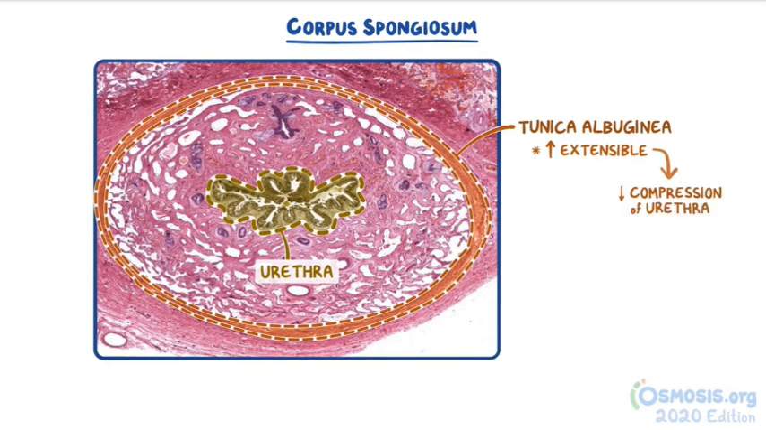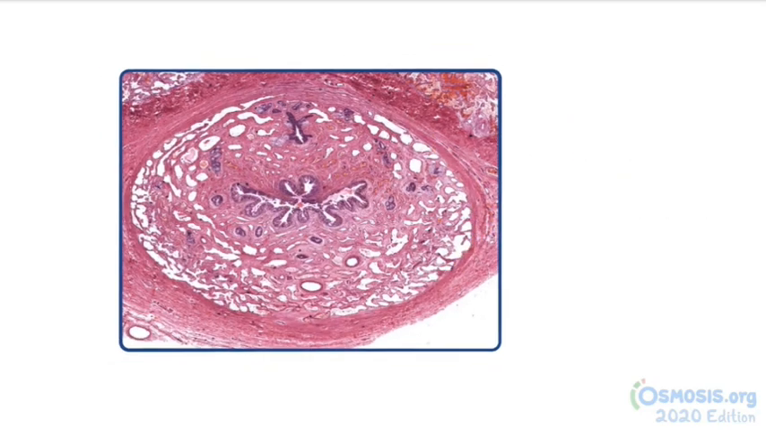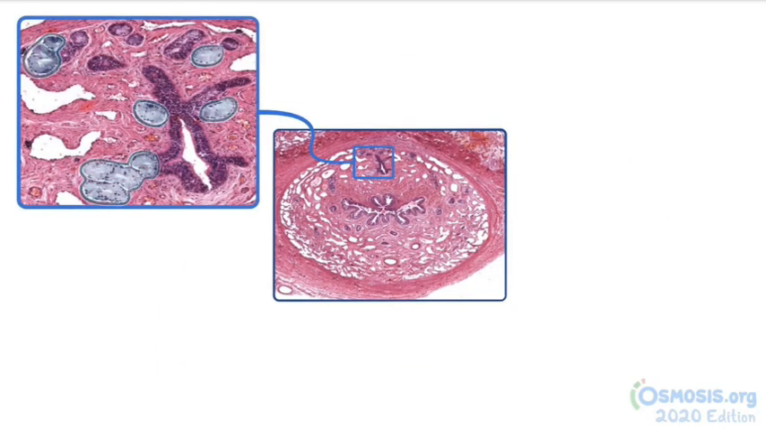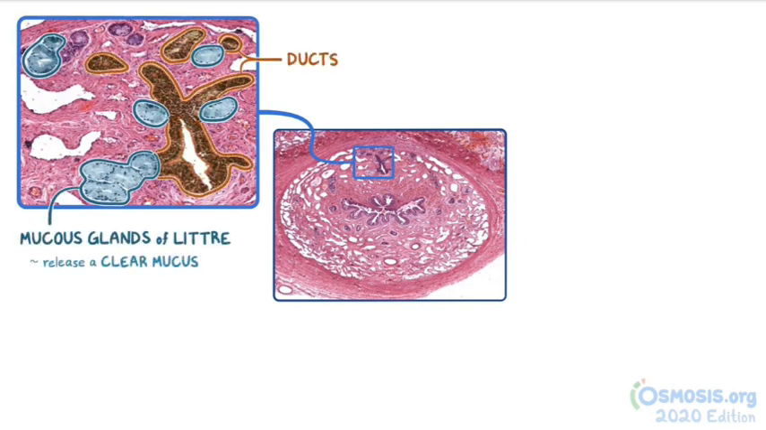This allows the corpus spongiosum to expand a little more during an erection, which will help decrease compression of the penile urethra. Zooming in further, we can see more clearly that the urethra is also surrounded by a number of urethral glands called the mucus glands of Littré, and they are ducts that release a clear mucus directly into the urethra during an erection.